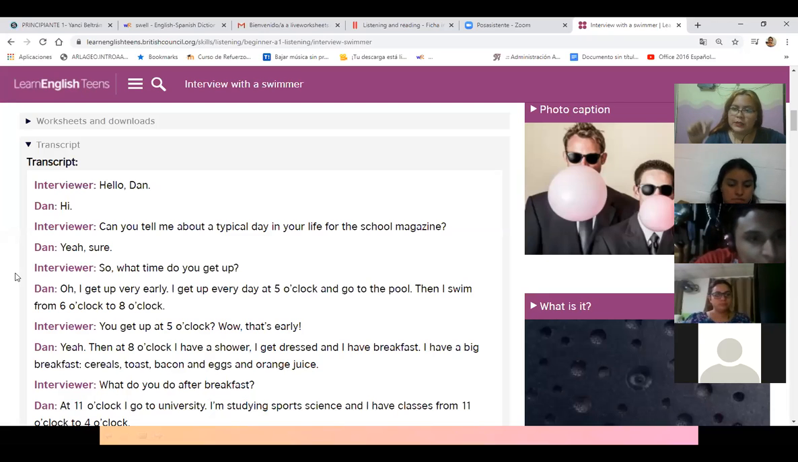What are you going to do in this moment? You will have 5 minutes to practice the conversation. Practice the conversation with one partner. You will work in pairs right now. One person is the interviewer and then one person is Dan. Then change the roles. So right now, practice this conversation. You will work in pairs.